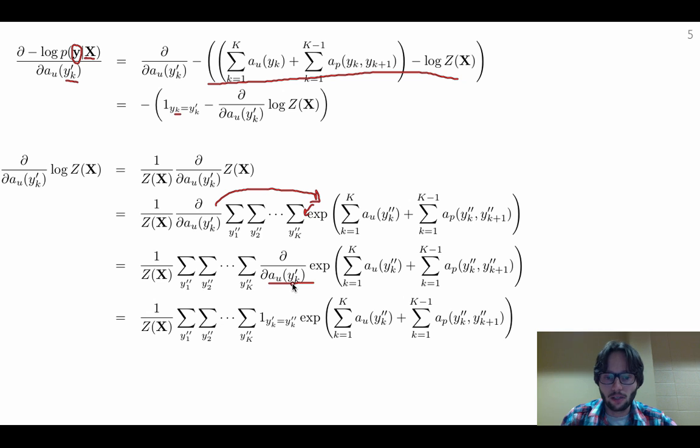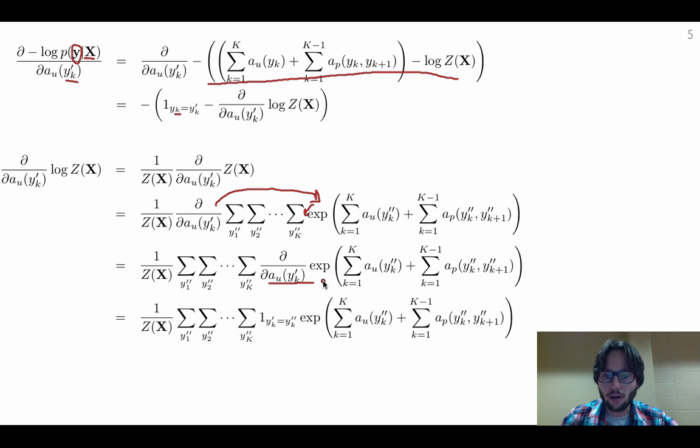then it's 0. And it won't appear if, in the sequence y prime prime, the value at position k is not the value of y prime k. Then the derivative of that is going to be 0, because it's constant with respect to that variable.